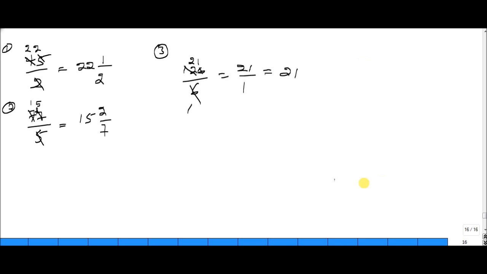So they gave us an example. Let's go quickly to another page. They have 2 and 5/8, and we would say 8 times 2 would give us 16. 16 and 5 would have given us 21 over 8. Okay, so let's look at number 1, 2, and 3 from exercise 2.